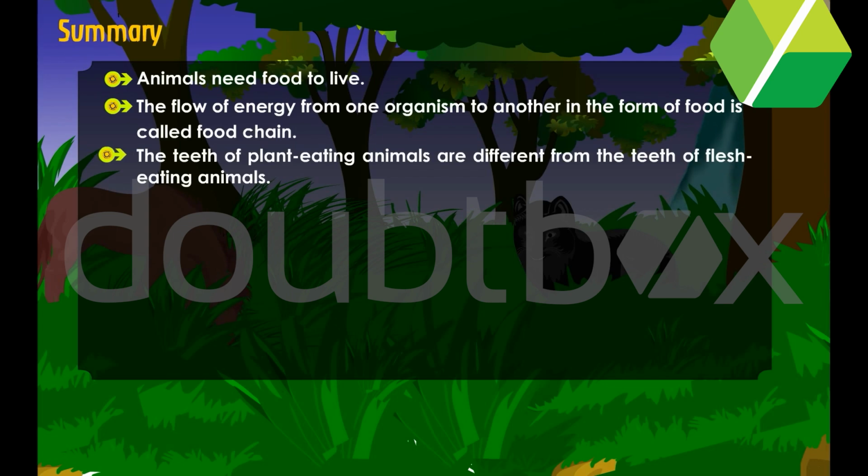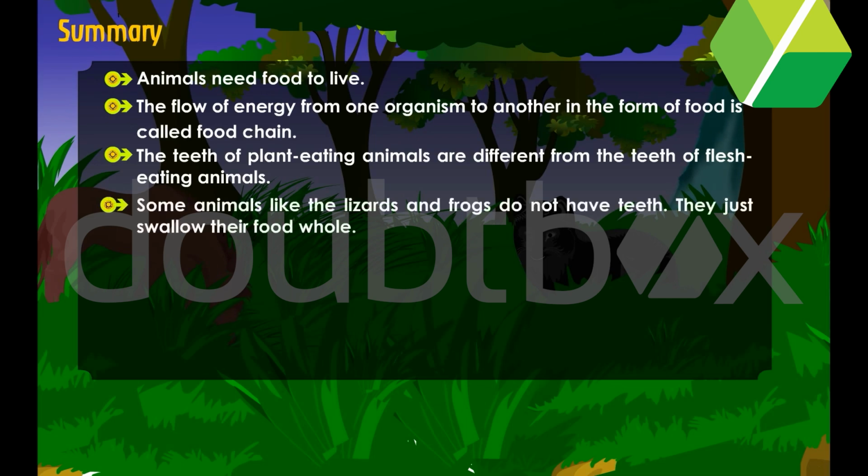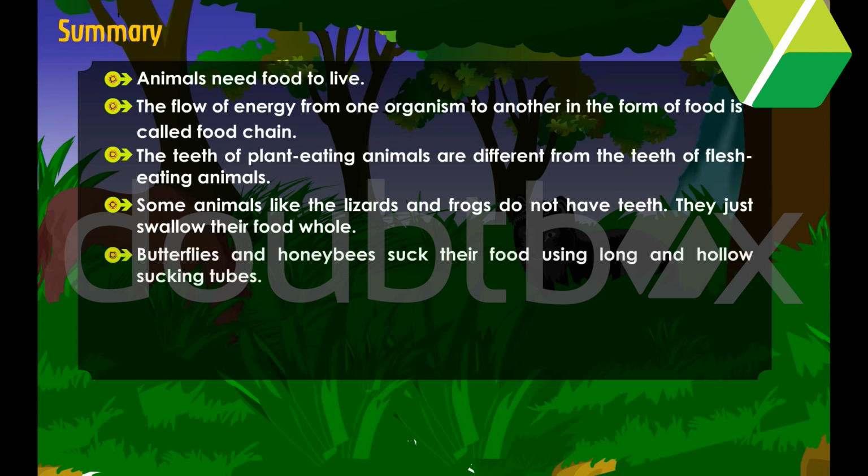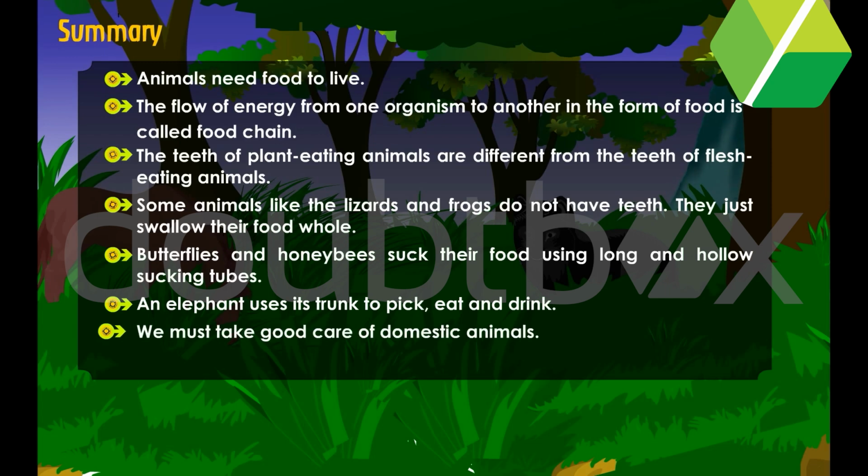The teeth of plant-eating animals are different from the teeth of flesh-eating animals. Some animals like the lizards and frogs do not have teeth. They just swallow their food whole. Butterflies and honeybees suck their food using long and hollow sucking tubes. An elephant uses its trunk to pick, eat and drink. We must take good care of domestic animals.